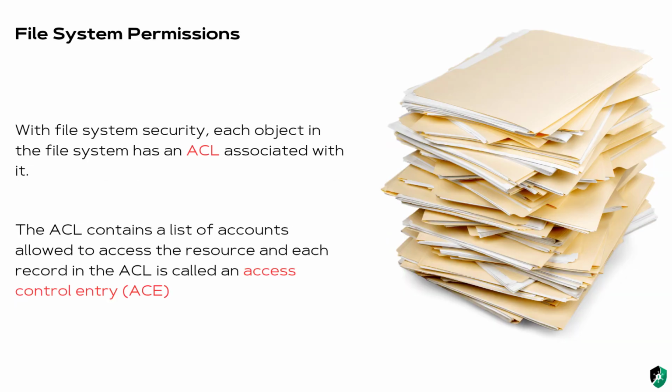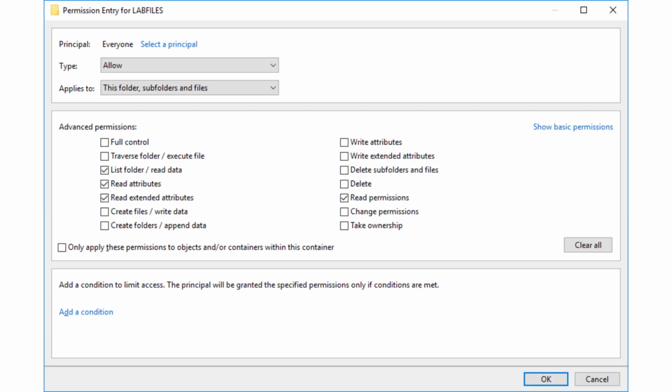Now, for file system permissions, with file system security, each object in the file system will have an ACL, an access control list, associated with it. The access control list will contain a list of accounts allowed to access the resource, and each record in the ACL, keep note of this, is what we call an access control entry, an ACE. Here's an example. You have the user here being assigned certain permissions like list folder, read data, read attributes, read extended attributes, and also read permissions.